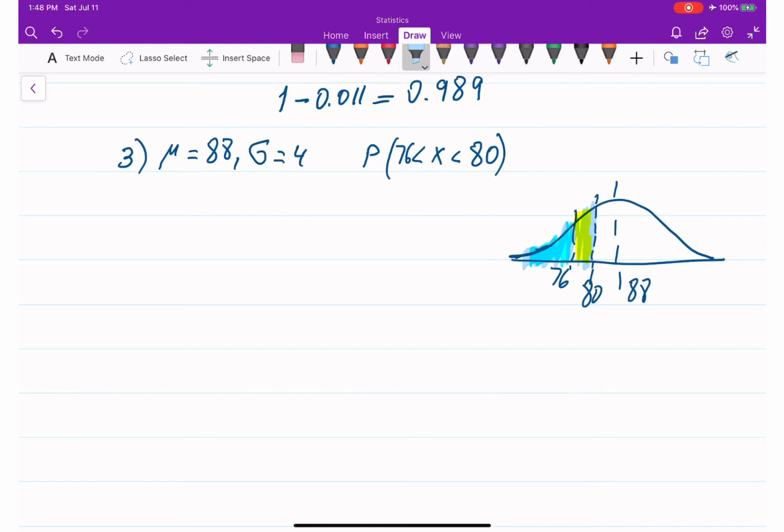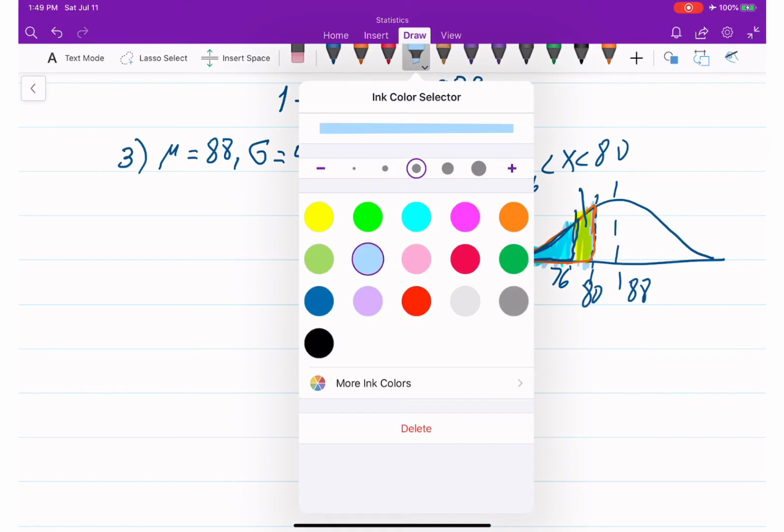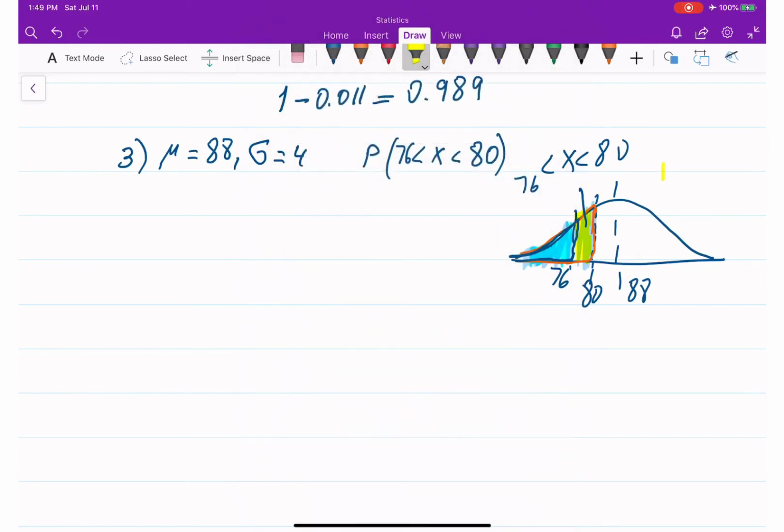All right. So now if I take this area of 80, which is this, and do minus area of 76, which is this, will I have this one? X is greater than 76, less than 80, right? Which is yellow area, correct? It will be this piece. Okay, let's do it.